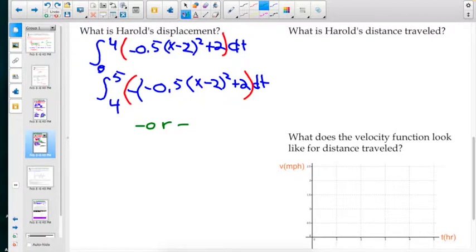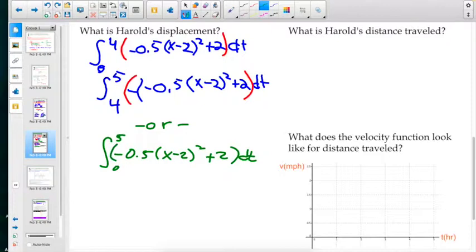But if I wrote this as one integral, what would my limits be? What would my lower? 0, 5. 0 to 5. And then I can just put my function in. Minus 0.5 times (x minus 2) squared plus 2 dt. Okay, I can actually just do that. Why can I do that? Why do I not have to split it up for displacement?